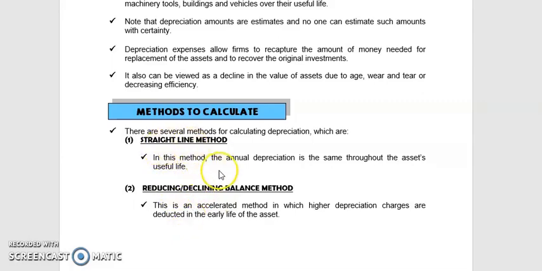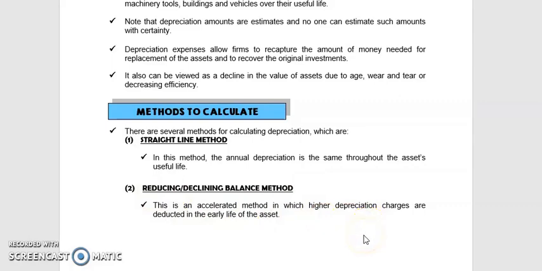For the straight line method, the annual depreciation is the same throughout the asset's useful life. But the reducing or declining balance method is an accelerated method in which higher depreciation charges are deducted in the early life of the asset. So we can also say that in the reducing method, the annual depreciation is not the same throughout the asset's useful life. Again, straight line method, annual depreciation is the same throughout the asset's useful life, but reducing balance method, annual depreciation is not the same.